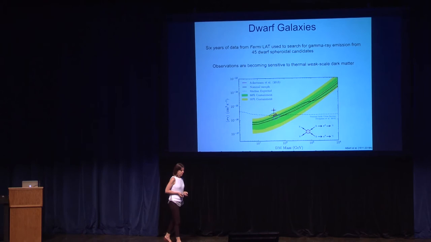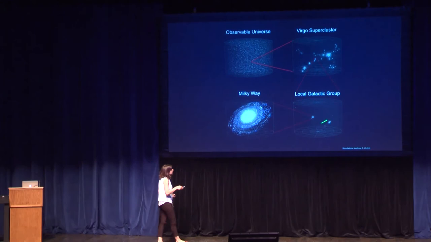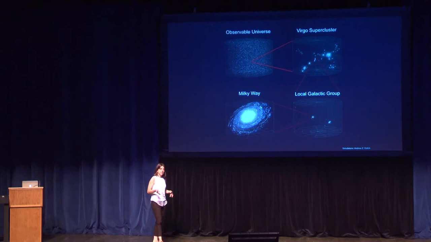So stepping out even farther, when we looked here in the local group, we had about 50 or so of these dwarf galaxies that we could use as dark matter targets. But can we take advantage of the fact that if we look out even farther, we're dealing with thousands of galaxies? And what kinds of sensitivities do those give us when we look for dark matter?